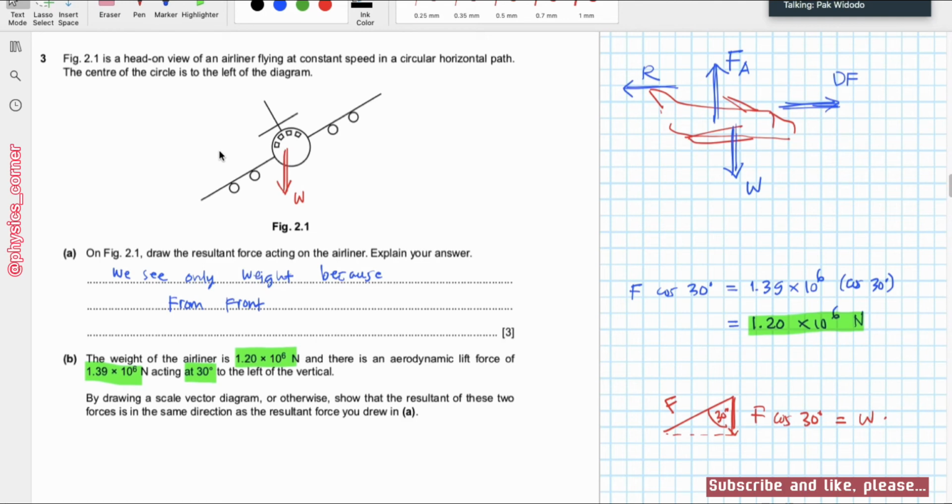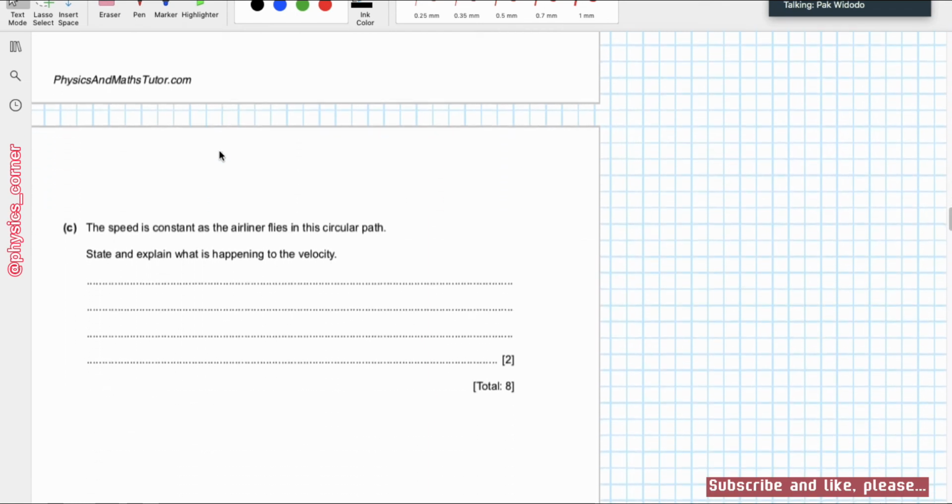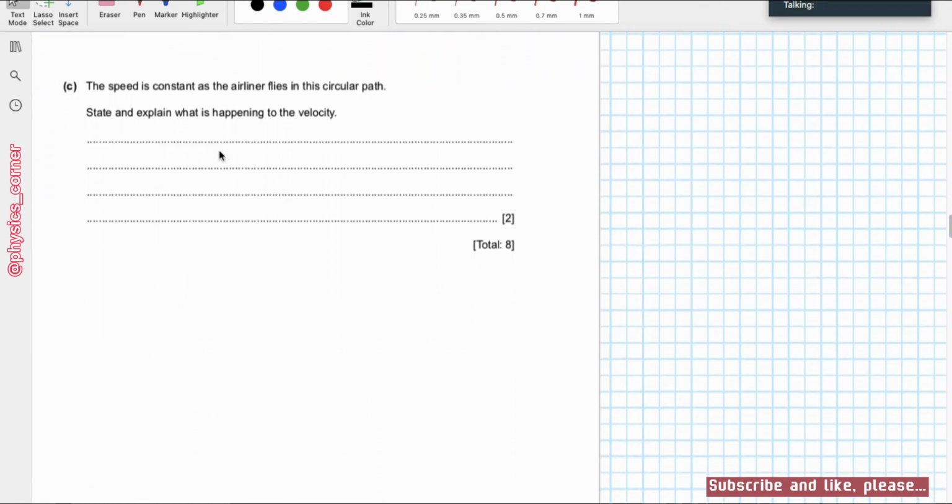Okay, I think enough. 5 minutes. Yeah. We see other question. The speed is constant as the airplane flies in a circular path. State and explain what happens to the velocity.